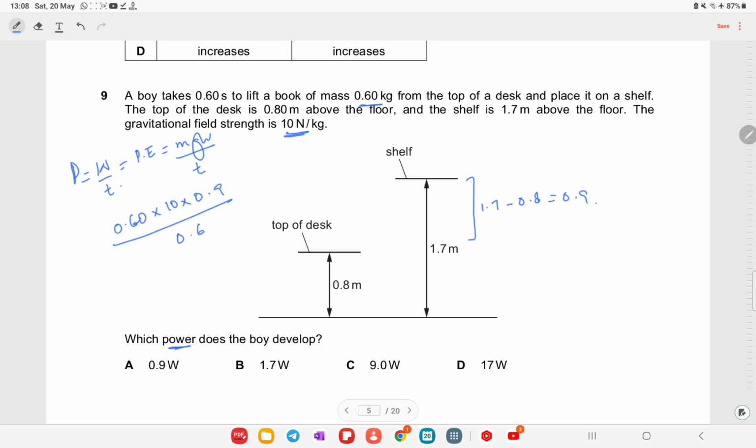So this will end up at 9 watts, because 0.6 will be cancelled out with this. So 10 times 0.9 is 9 watts. So option C is your right answer.